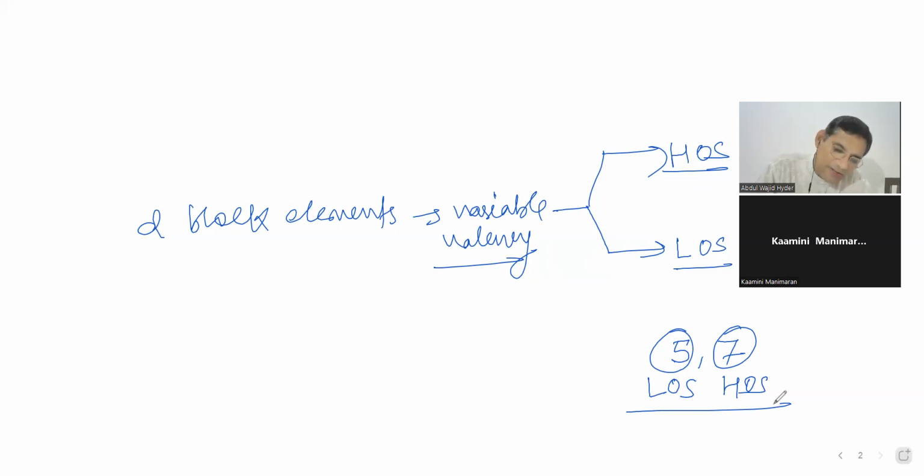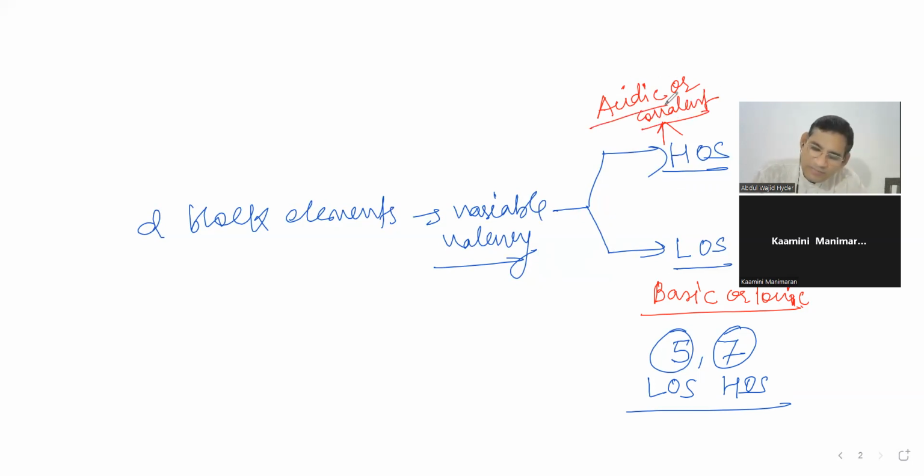In the lower oxidation state, it will always show basic character. It will always form ionic bonds. In the lower oxidation state, it will always be more ionic, and in the higher oxidation state, it will be more covalent, more acidic or more covalent. Is it okay, beta?